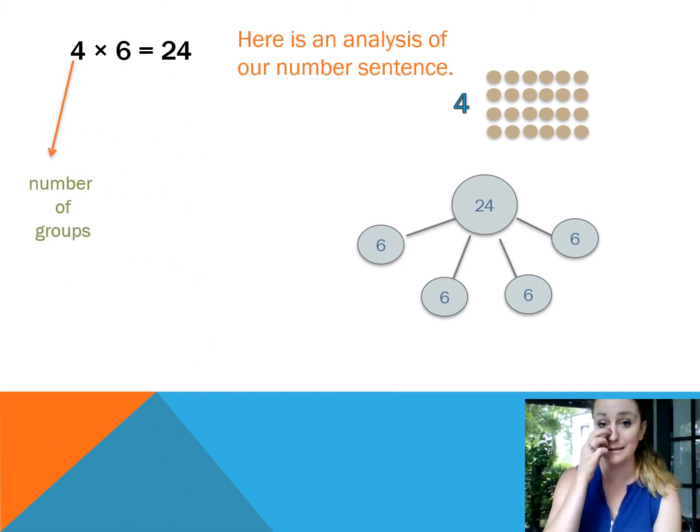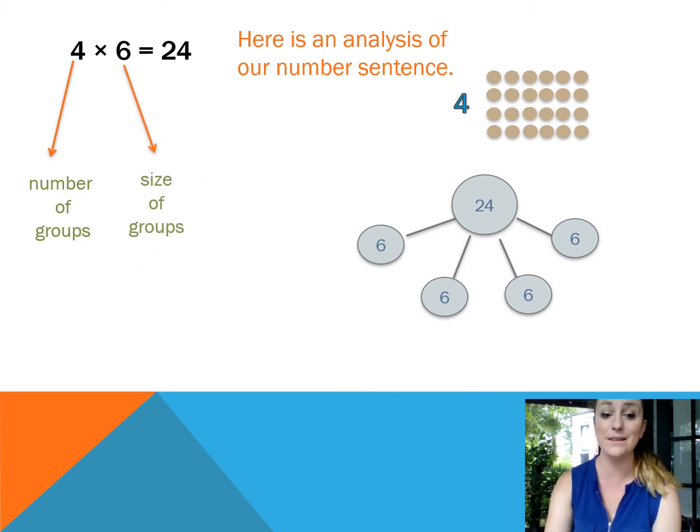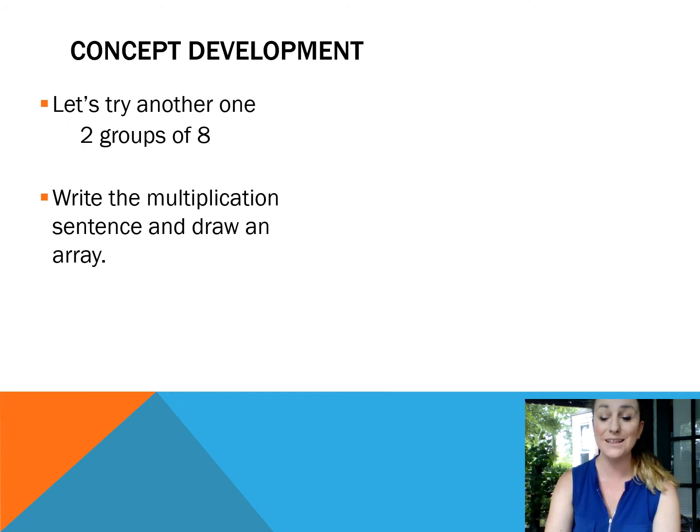Here is an analysis of our number sentence. The first factor, the 4, is the number of groups. The second factor, the 6, is the size of the groups. In the 24, the end is the total. Remember our get. Groups times each equals total. Let's try another one. You may reset your whiteboard.